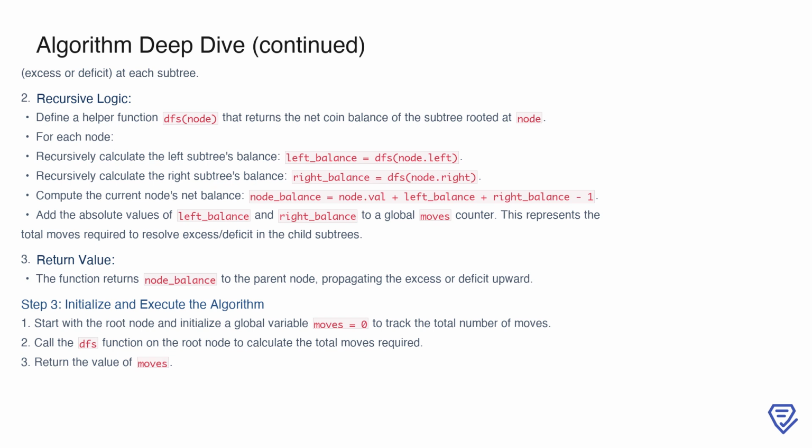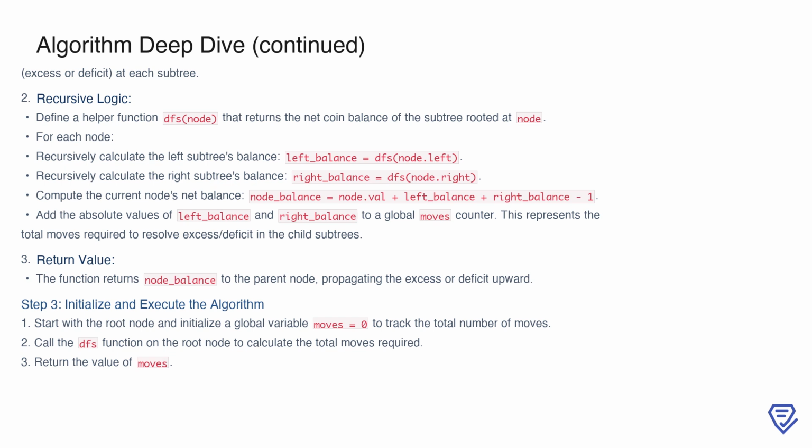To begin, we define a helper function called DFS node that calculates the net coin balance of the subtree rooted at any given node. For each node, we recursively determine the balances of its left and right subtrees using the DFS function.